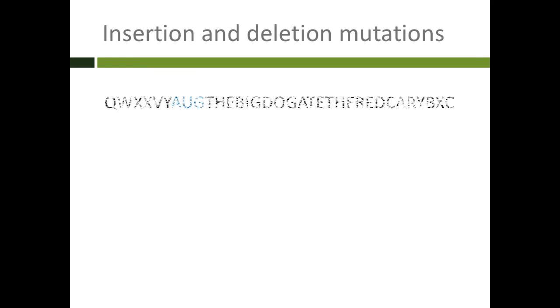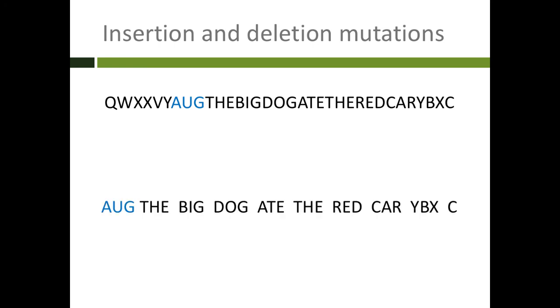The reading frame of messenger RNA is determined by the start codon, AUG. Look at the letters on the screen. Take a moment to stop the video and see what you will get if you break these letters into codons starting with AUG. You should have been able to read "The big dog ate the red car."